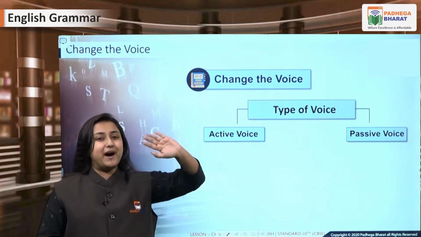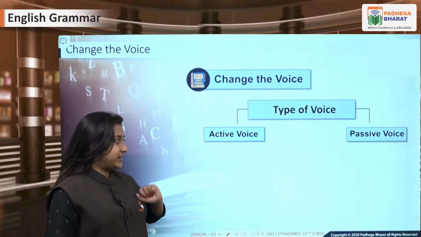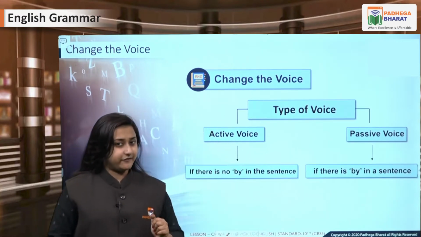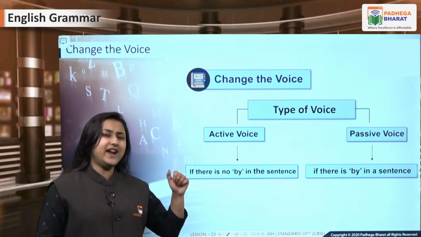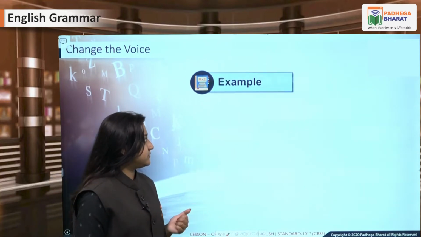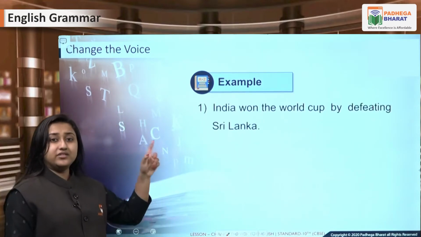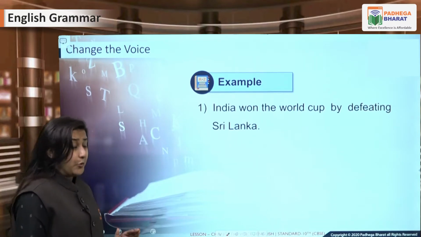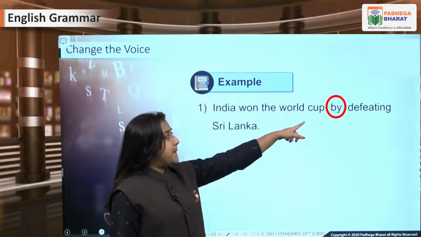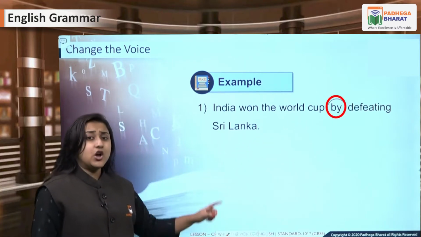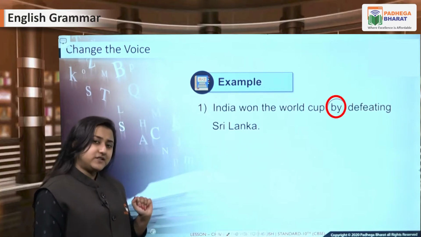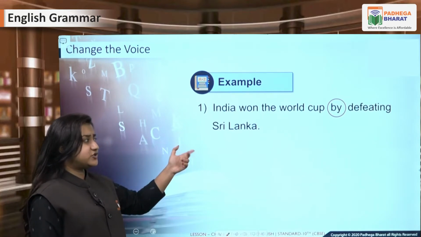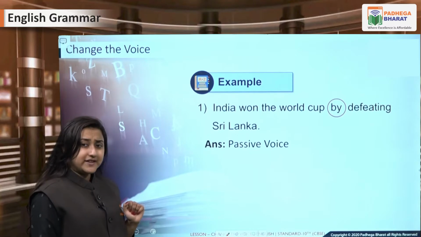If there is no "by" in the sentence, it is active, and if there is a "by" in the sentence, it is passive. Now let us try out a sentence. India won the World Cup by defeating Sri Lanka. So now as we see the word "by" here, we know that this is passive voice, right? India won the World Cup by defeating Sri Lanka. So the answer is passive voice.